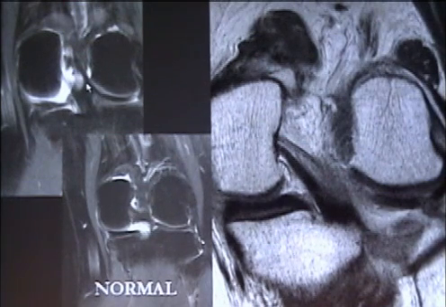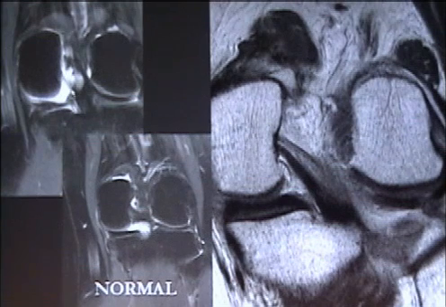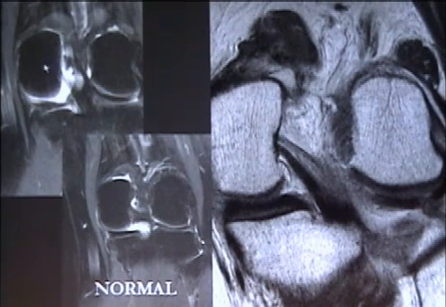This is the normal appearance of the posterior cruciate ligament. I don't think this is a great sign, but it's reported in the literature, so I mention it. You should normally not see the PCL on a single coronal image. You usually see it on two sequential coronal images. This is normally what you should see.